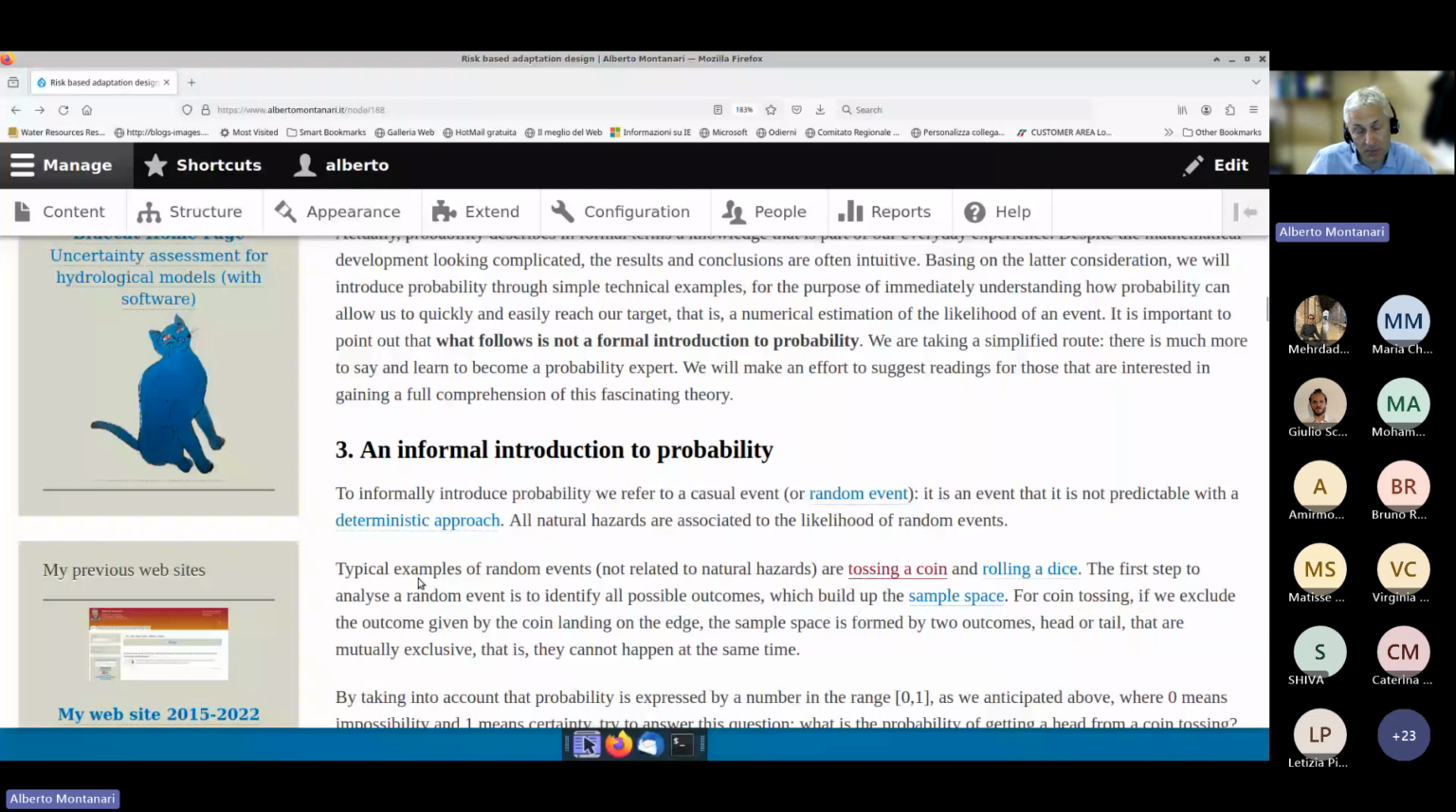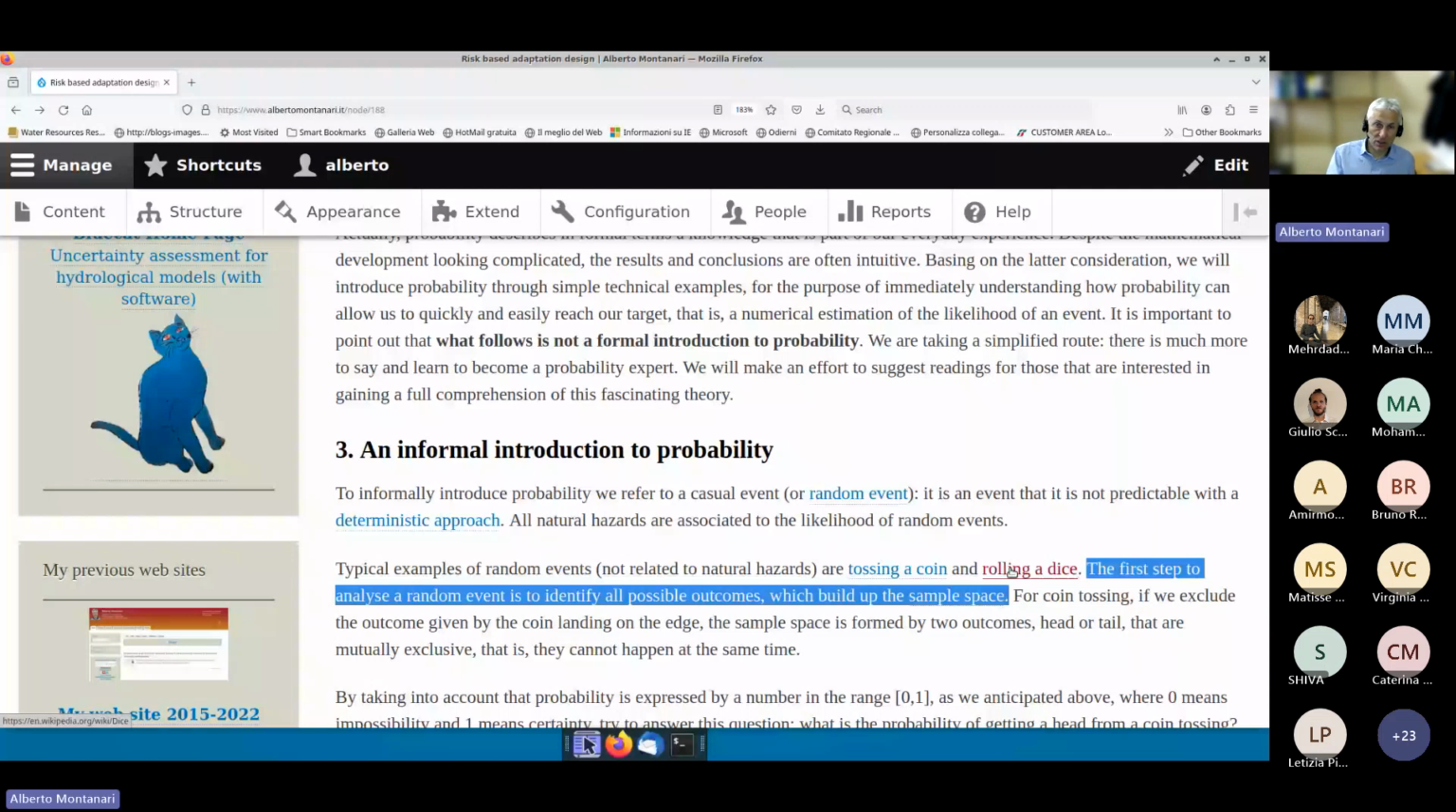So what is the first step? If you want to analyze a random event, the first step is to identify all the possible outcomes. All the possible outcomes build up the sample space. We call the sample space the pooling of all the possible outcomes. For coin tossing, if we exclude the outcome that the coin stands on its edge, what is the sample space? It's formed by 2 outcomes, head, tail.